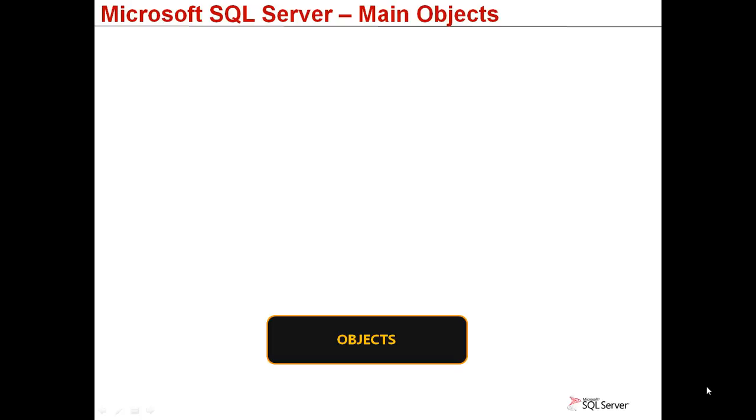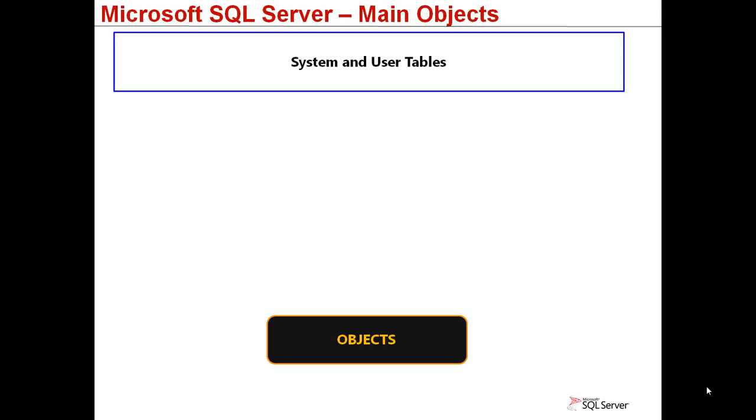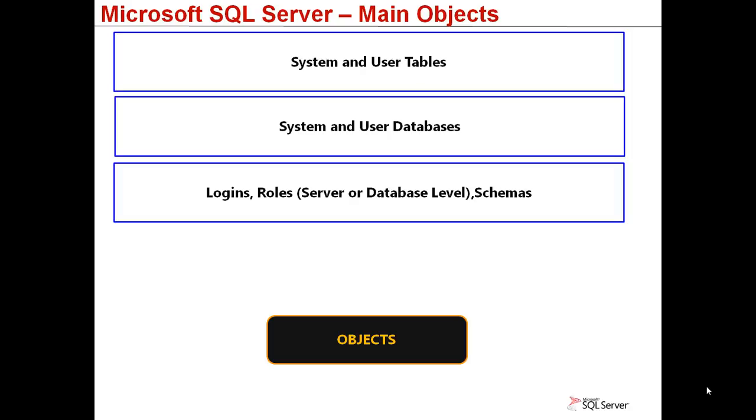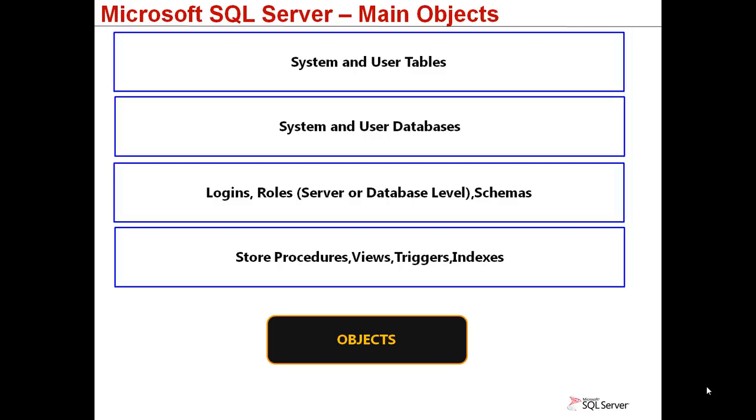Then, these are some examples of the main objects in a SQL Server instance. We have system and user tables, system and user databases, logins, roles, server or database level, schemas, and stored procedures, views, triggers, and indexes.